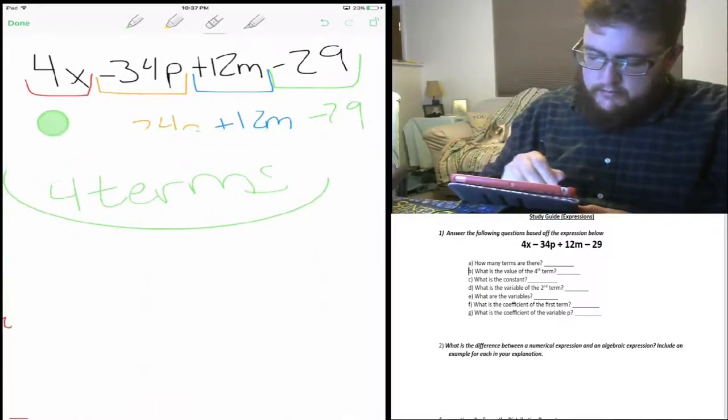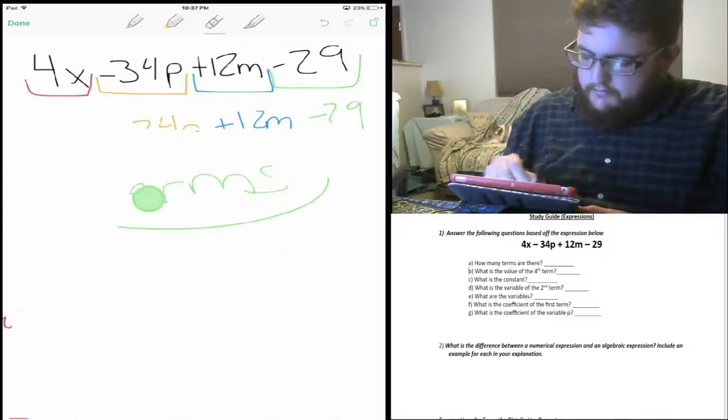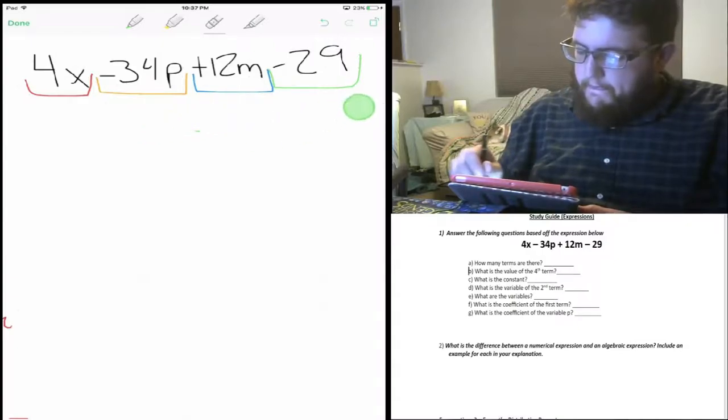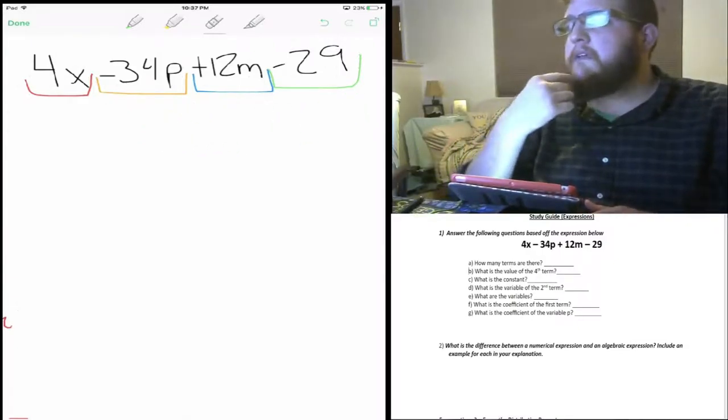Forgive me while I fumble around with the eraser. It's kind of weird if I start erasing and then I touch the screen at any point while I'm still erasing, it'll put everything back.